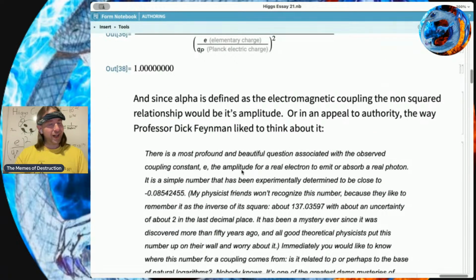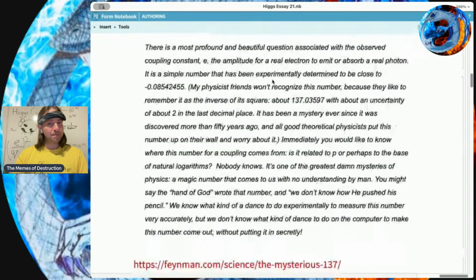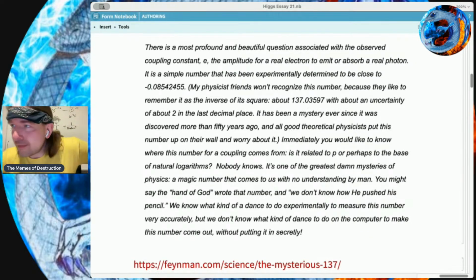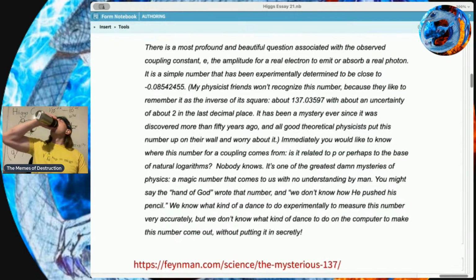And also, we delve into a little Professor Feynman's quote from, was it Cargo Cult Science here. He's saying that a lot of folks like to refer to it as the inverse of its square, about 137. Apparently, 137 is quote unquote more sexy, so to speak, than 1 over 11.7. Whatever. Oh, yeah. Let us continue.